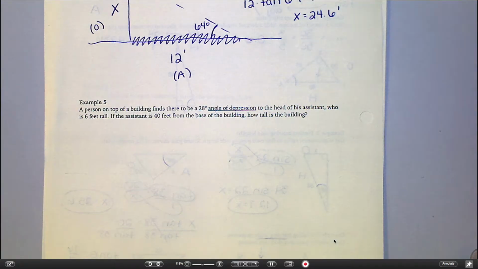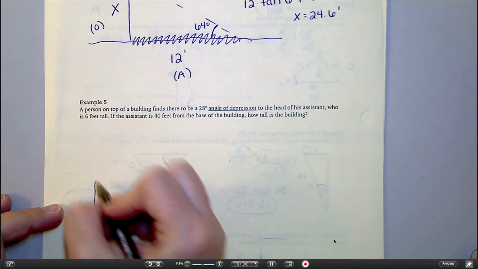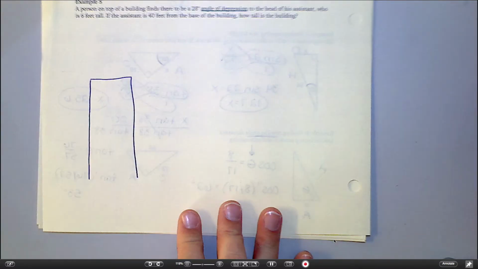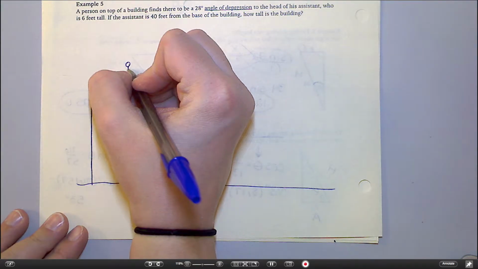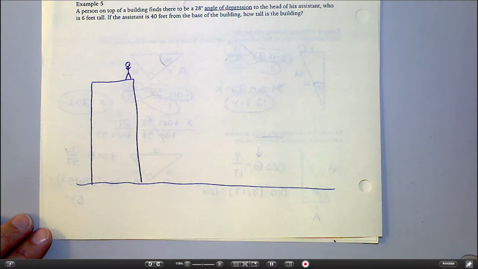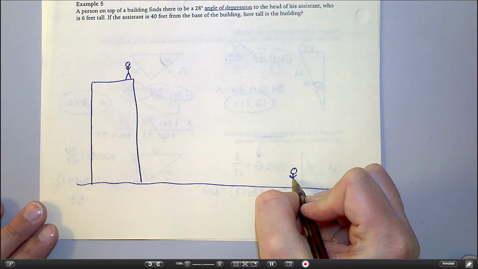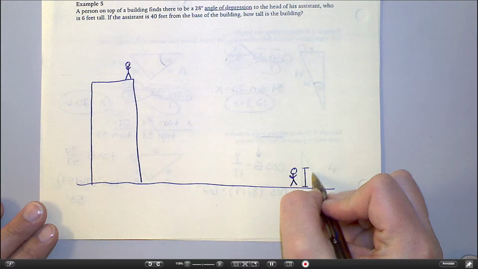Okay, so now we've got a building. And we have a, oh, you can't see my building. What a shame. Okay, here's the ground. You've got a person on top of that building, and his assistant is down here on the ground. I'm assuming this is some sort of construction worker. I don't know, I'm making up little stories here.